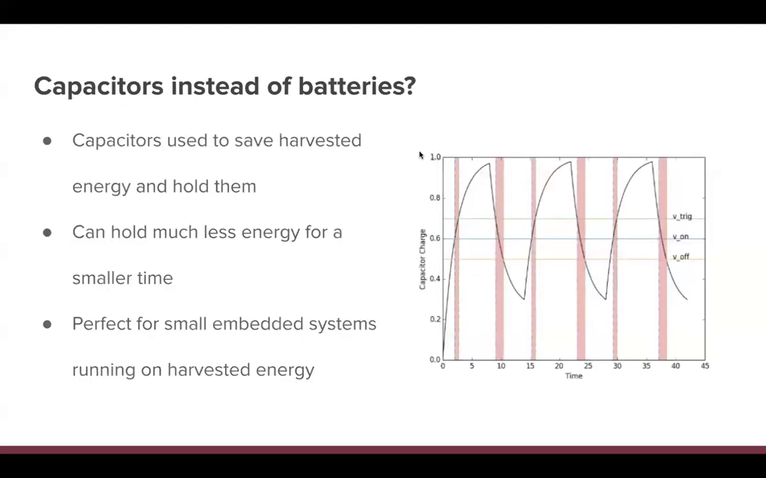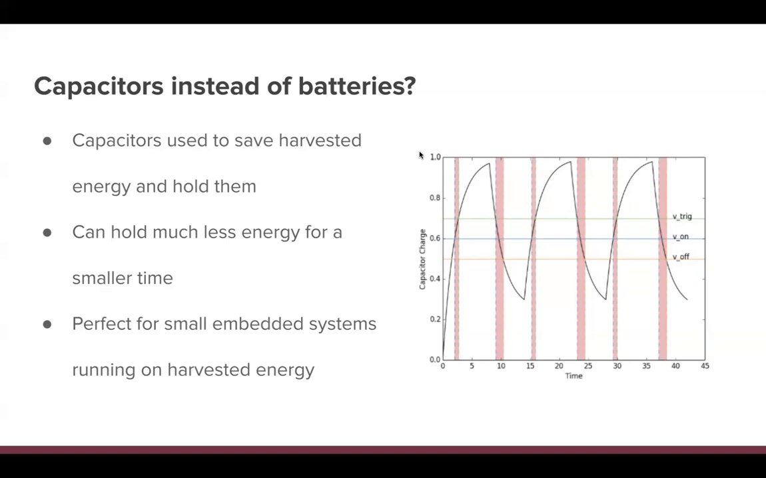So one question that arises is what to use instead of batteries. The industry has turned towards capacitors, which are small electrical devices that can hold charge between them. The difference between capacitors and batteries is that capacitors generally hold much lower energy as compared to batteries, and they hold it for a smaller duration, often discharging fairly quickly. However, even this small energy is a lot of times perfect for small embedded systems to run based on this harvested energy.